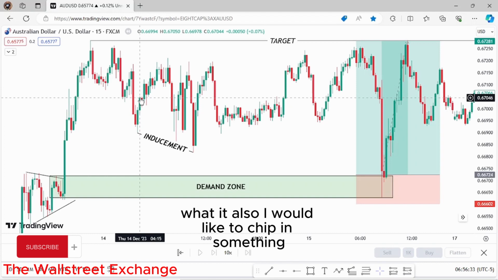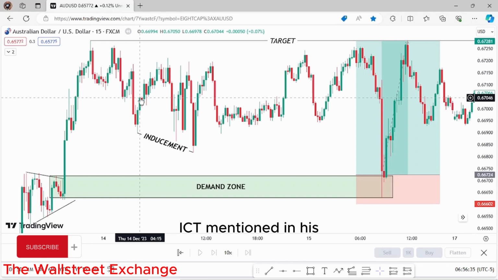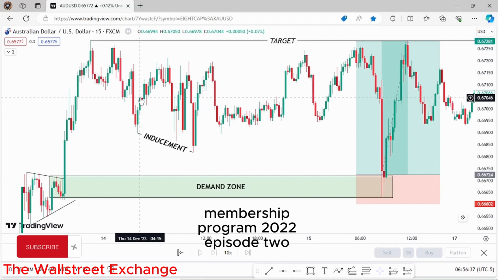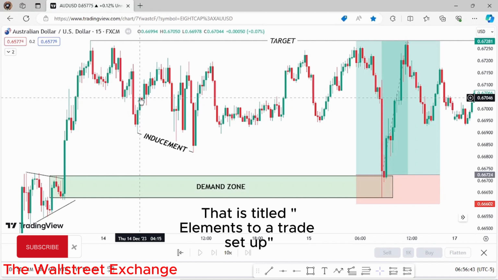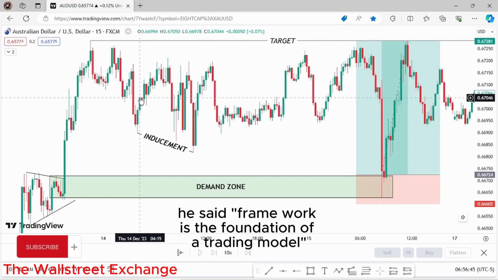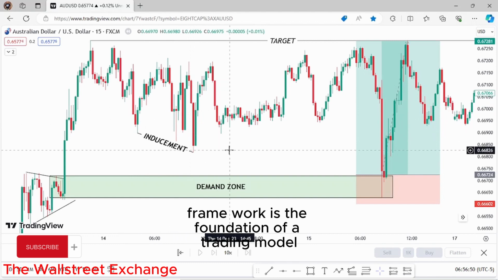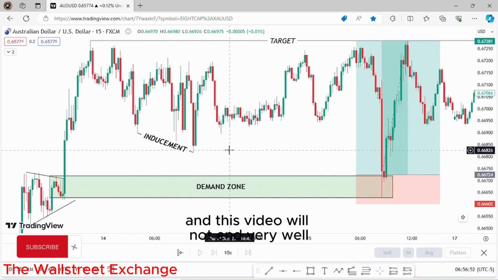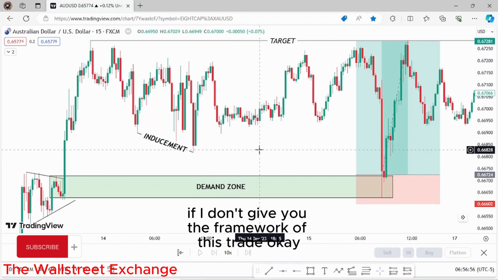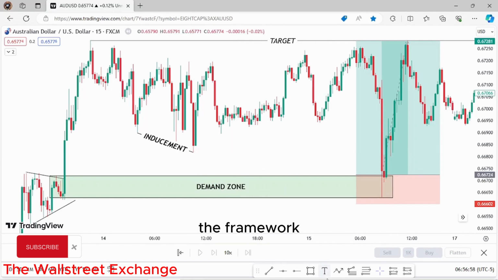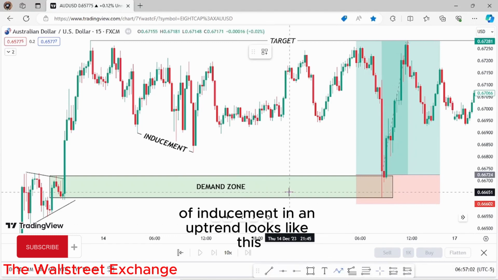Also, I would like to chip in something. ICT mentioned in his mentorship program 2022 episode 2, titled Elements to a Trade Setup, he said framework is the foundation of a trading model. Framework is the foundation of a trading model, and this video would not end very well if I don't give you the framework of this trade. Okay, the framework of inducement in an uptrend looks like this.